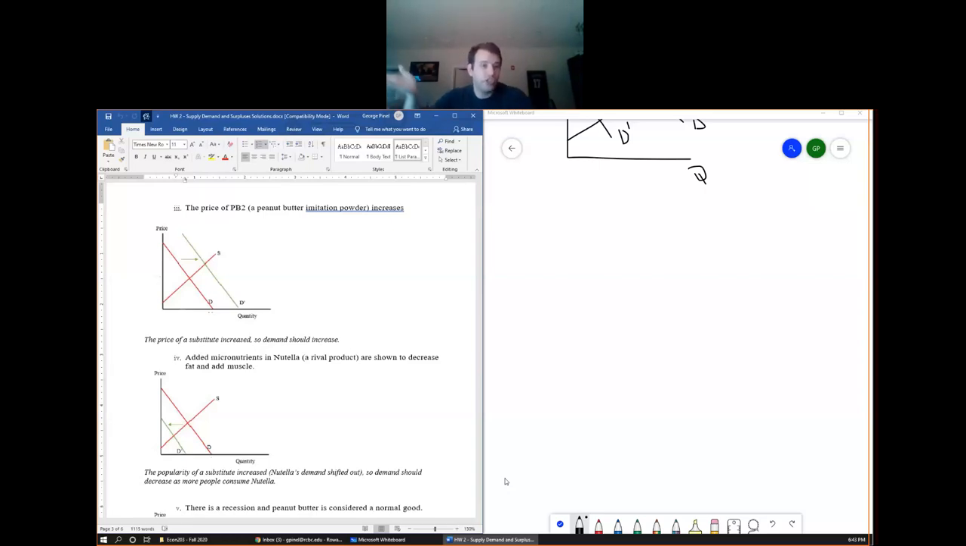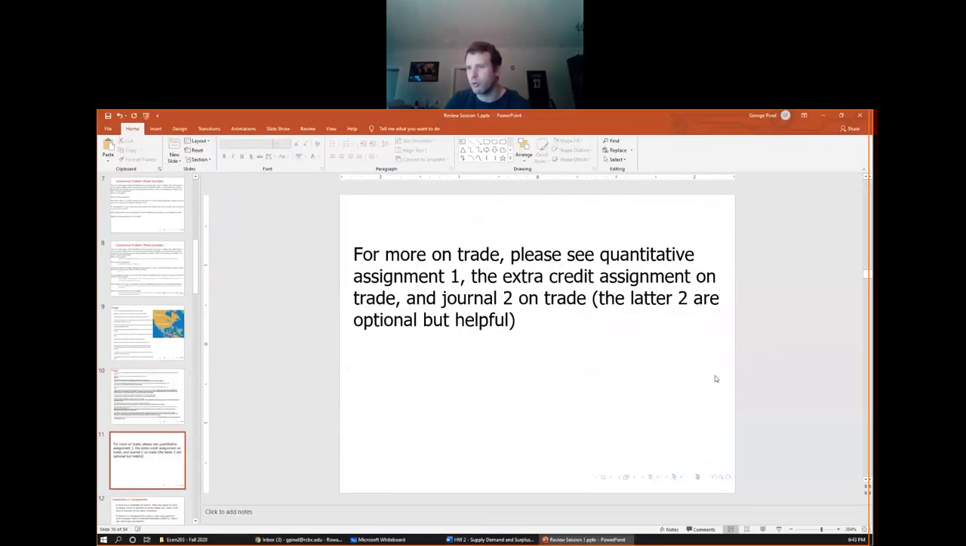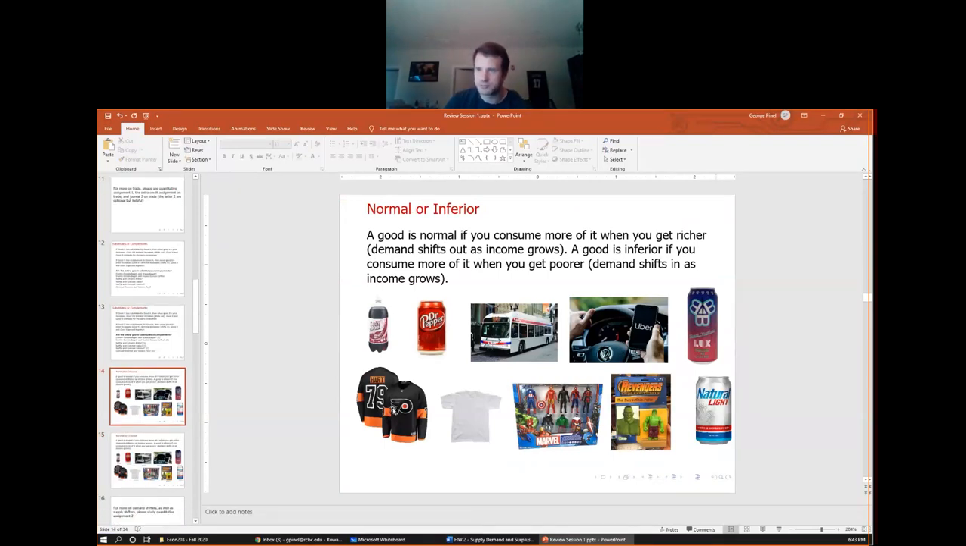So it's literally a normal good. It's something that when you can afford more of it, you're going to buy more of it. Okay, and the opposite would be an inferior good, which is, as you have less and less money, you end up consuming more inferior goods, usually because you're substituting away from normal goods. So in the review slides, I have a list of some things that I consider normal and inferior goods.